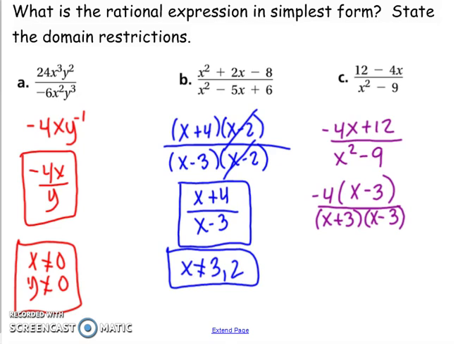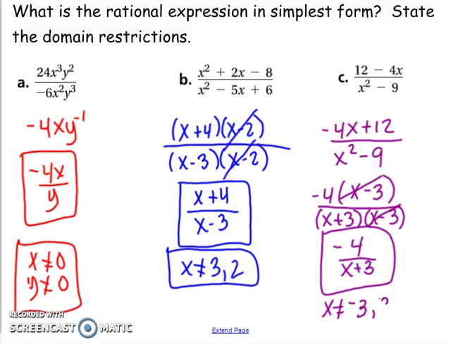Once we have everything factored out, we're going to cancel out the like terms. So x minus 3 and x minus 3 are gone. So our simplest form is negative 4 over x plus 3. And our restrictions, x cannot equal, so we're going to look at the denominator, which is x plus 3 and x minus 3. So even though we canceled it out, we're still going to use that as a restriction. So x can't equal negative 3 or positive 3.